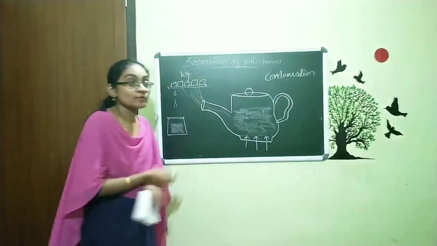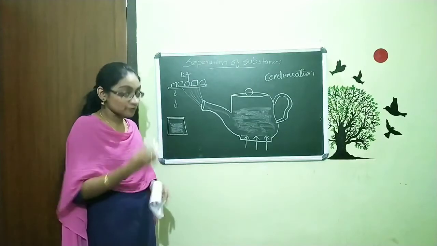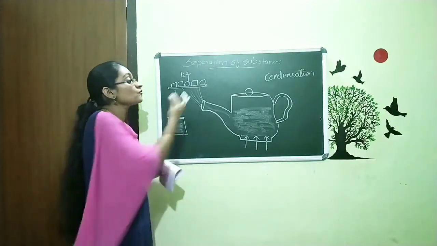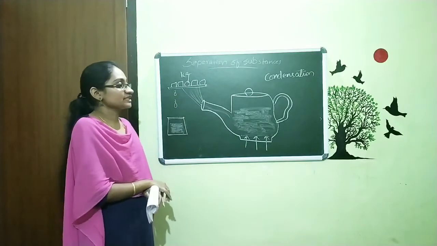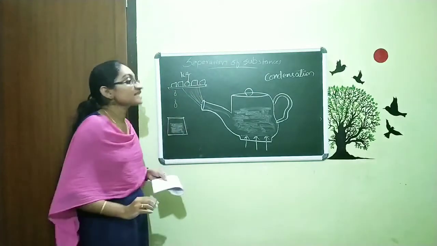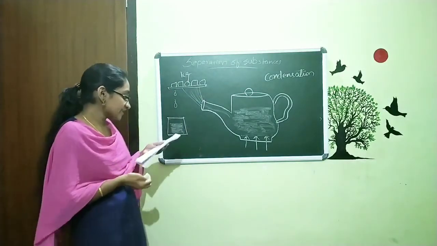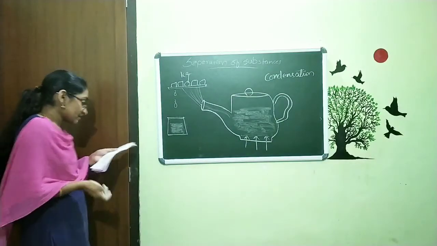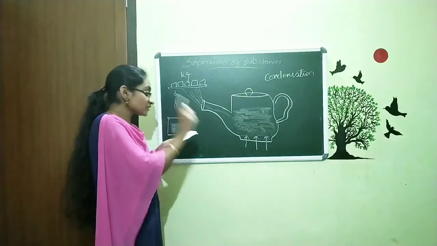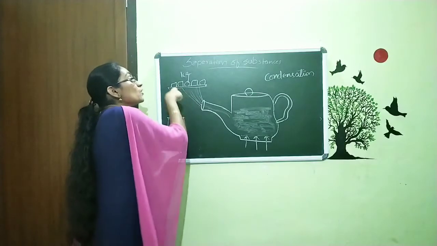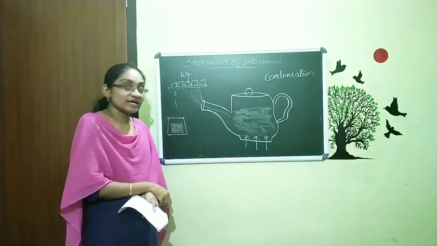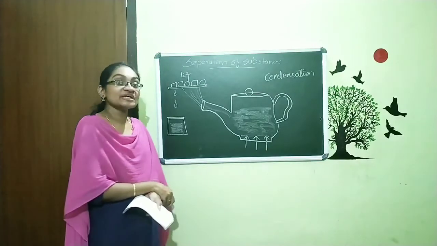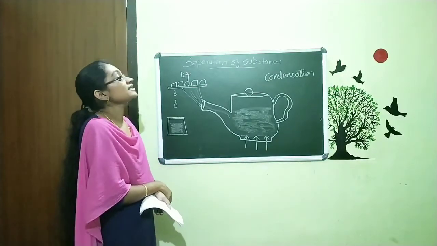Condensation. First we studied evaporation, that means the process of conversion of water into vapor state. That is evaporation. And now we studied condensation. Now how can we define this term condensation? Condensation is the process of conversion of water vapor into water. That means water vapor into the liquid state is called what?